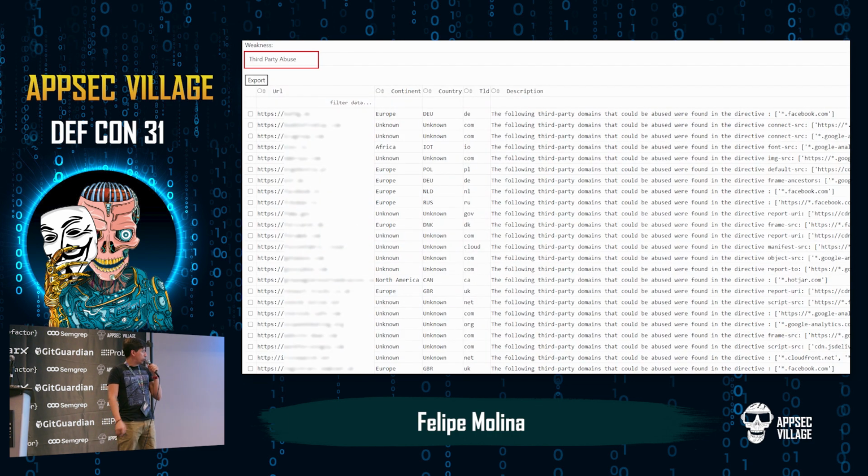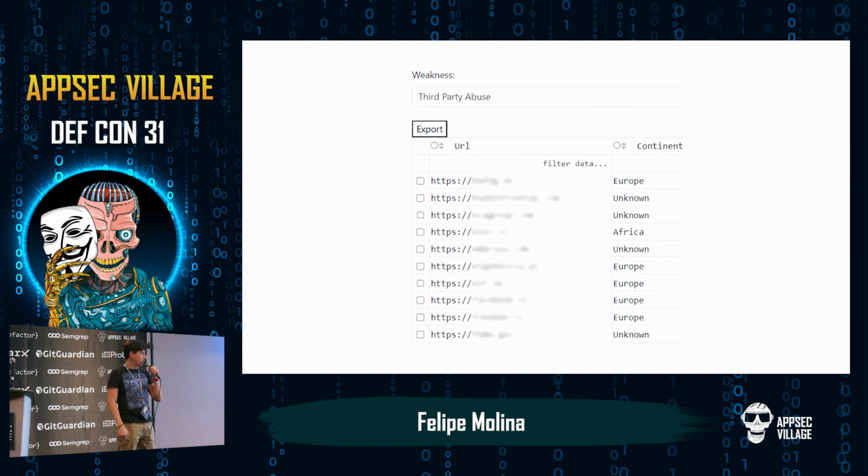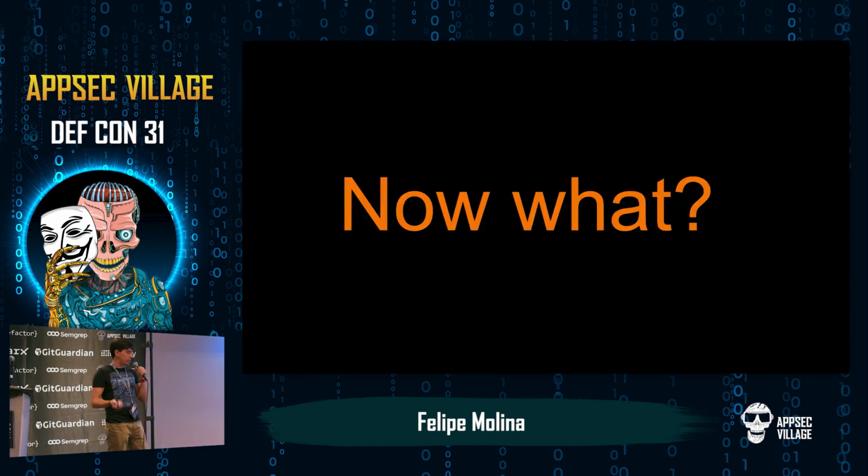Okay. Now, another example would be to look at the third-party abuse. In this case, the first column is the affected domain as well, and the description is telling me the third-party abuse that I can take advantage of. The second line, for example, is telling me that the connect-src directive contains *.hotjar.com, so I can use that to exfiltrate data. Okay, so it's a list that you can take advantage of. Now what do we do with this information?